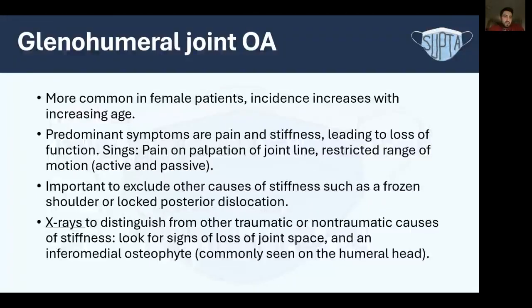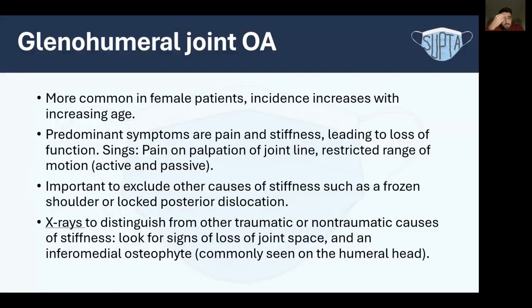Now we have glenohumeral joint osteoarthritis, which may present similarly. It is more common in female patients. Incidence increases with age. The predominant symptoms are pain and stiffness, which lead to loss of function. What you may find is pain on palpation of the joint line. If it is severe, you may have restricted range of motion, actively and passively.